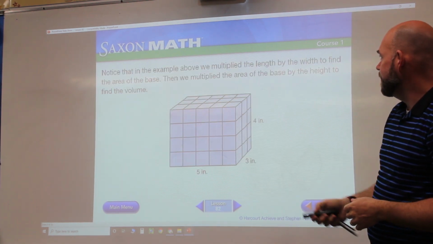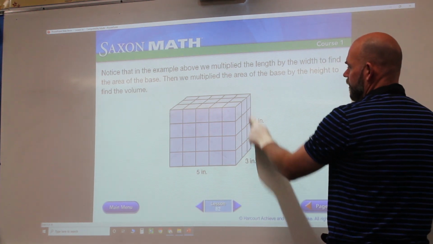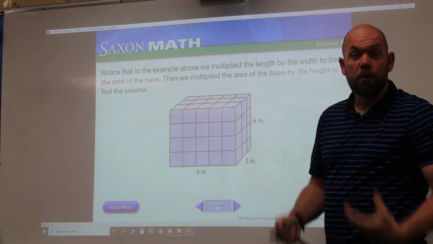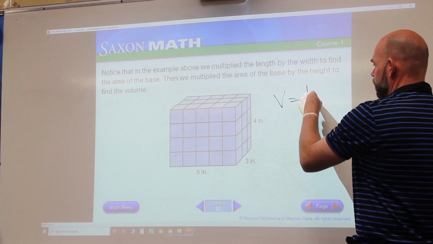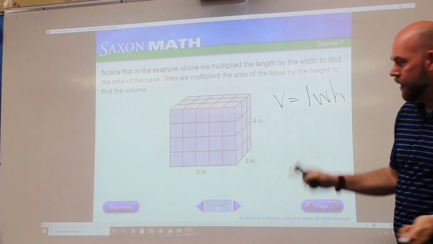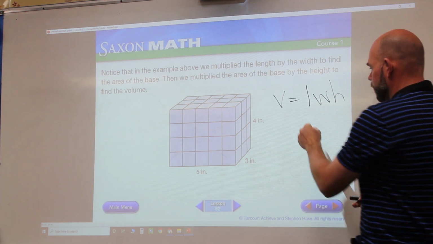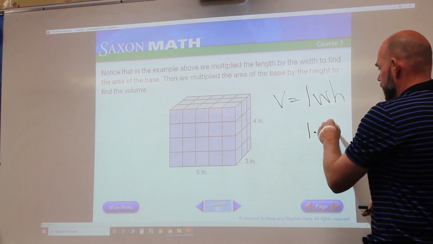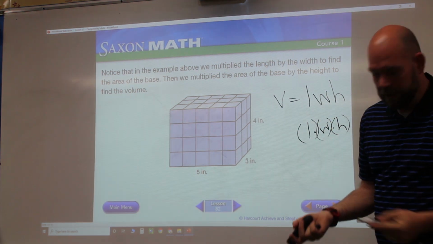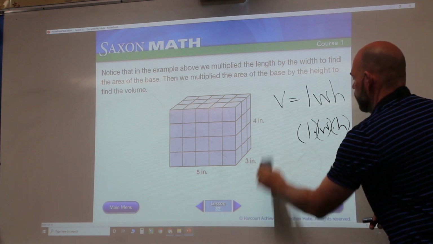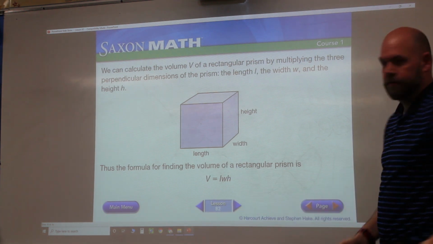Now notice in this example that we took the length times the width times the height. That's our formula for volumes. Volume equals length times width times height. And we can just write those together. Remember, if you have things that aren't separated, that means multiply. We could also do length times width times height, or we could do those in parentheses to represent them. Those all mean multiply. Okay? So that's our formula for volume. Length times width times height.